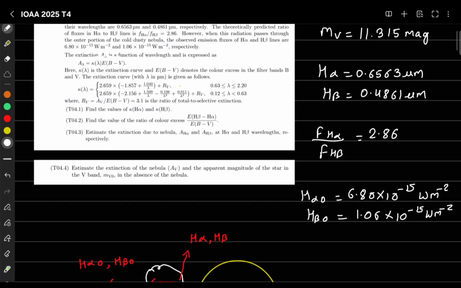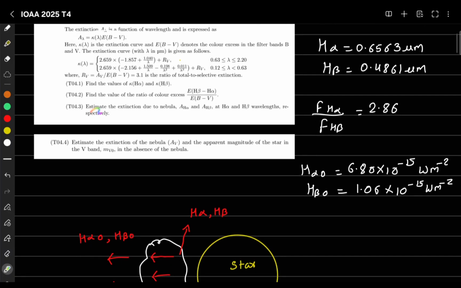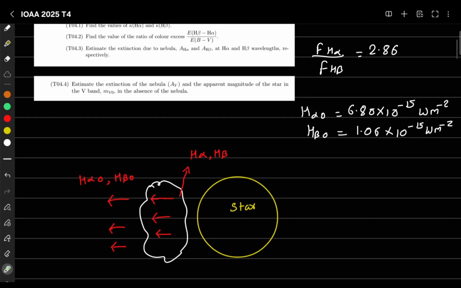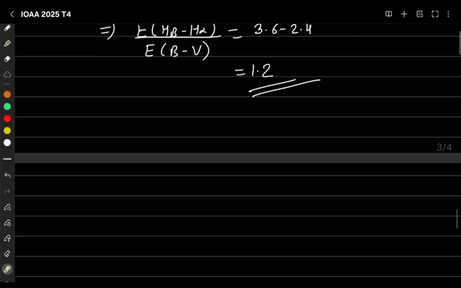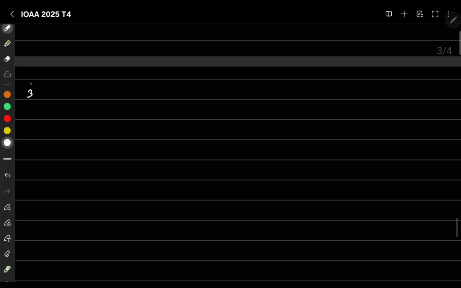Now let us look into the third part of the question. It says to estimate the extinction due to the nebula, A_Hα and A_Hβ, at the Hα and Hβ wavelengths respectively. So my question is asking me to find the extinction due to the nebula at the Hα and Hβ wavelengths. These are A_Hα and A_Hβ, right? For part 3, we are supposed to find A_Hα and A_Hβ. What are these values?